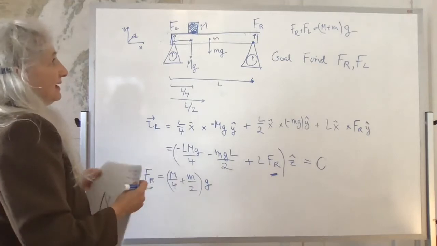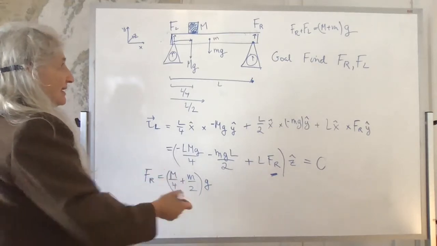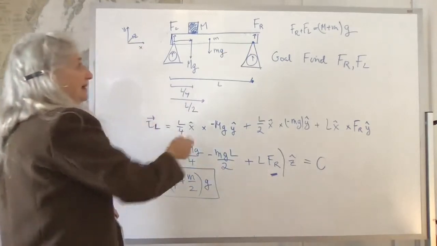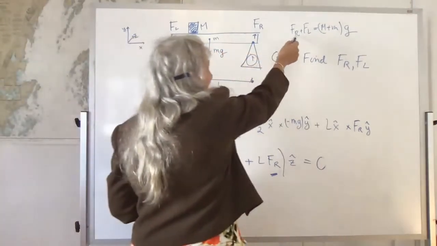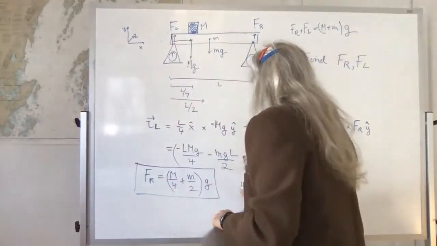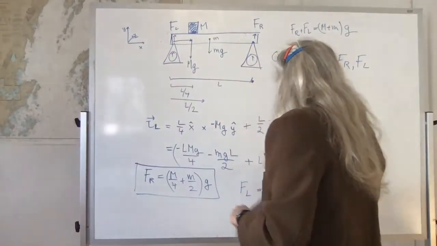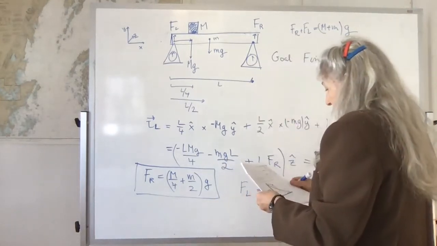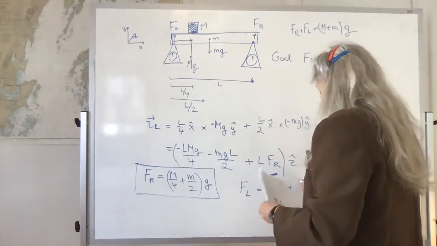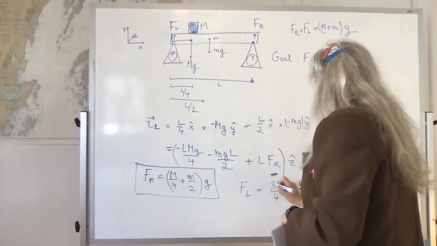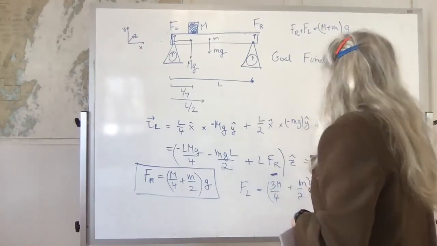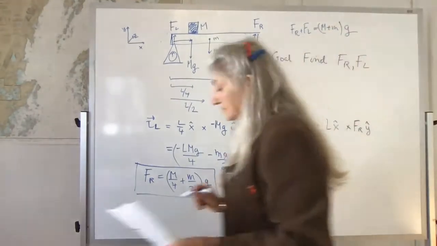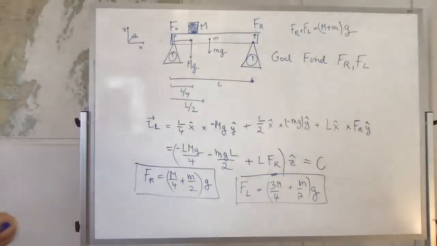So we have FR, and now once I know FR, that's half of the things we wanted to find. Now I can stick FR in this and solve for FL. And if I do that, you get this 3M over 4 plus 1/2 with a little m times G. Yeah, and so that gives us the second part of the thing that we wanted to find.